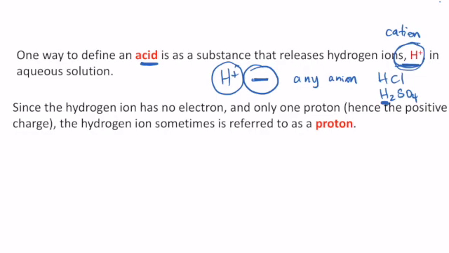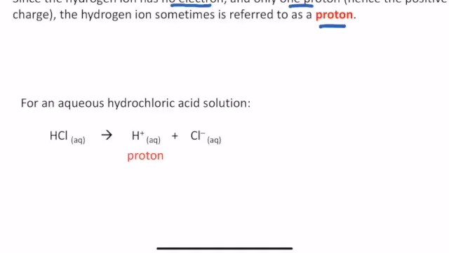So that hydrogen is the cation, and it is sometimes called a proton. That's because it's a hydrogen ion minus the electron. And when you take away the electron from the hydrogen ion, all you have left is a proton. This is an aqueous hydrochloric acid solution.